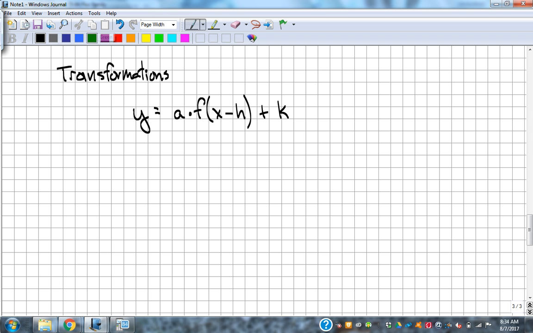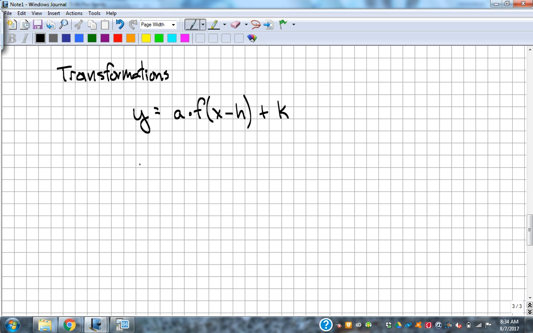Okay, so here we're saying this is a transformation on a function. This function f of x, subtracting h, that's going to move left or right. Adding k is going to move up or down. The a value is going to do the same thing that it did with absolute value graphs. It's going to flip it, opening upward or opening downward. It's also going to stretch or shrink that.